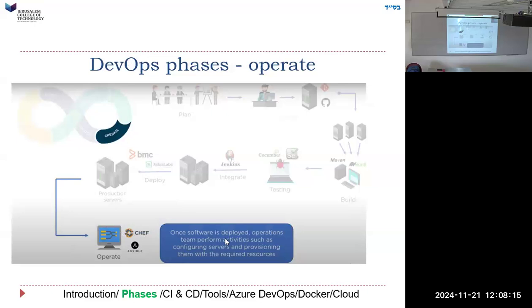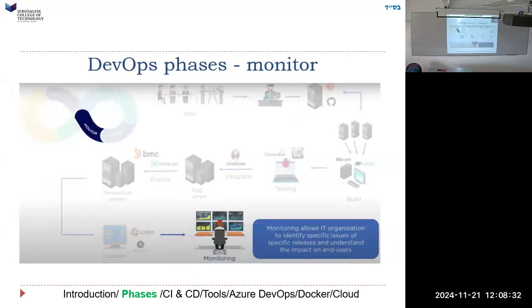Operate. Once the software is deployed, the operations team performs activities such as configuring servers and provisioning them with the required resources. In other words, maybe giving them more memory or making sure they have a certain database.